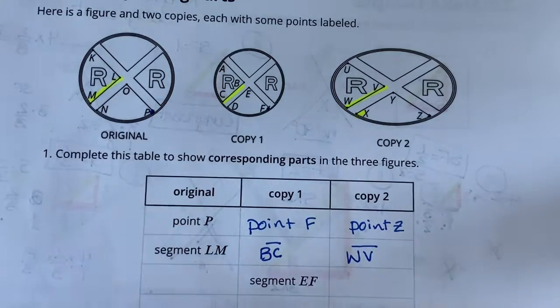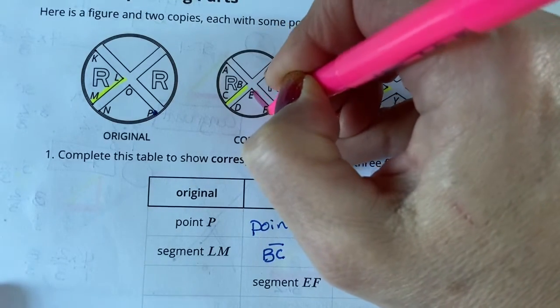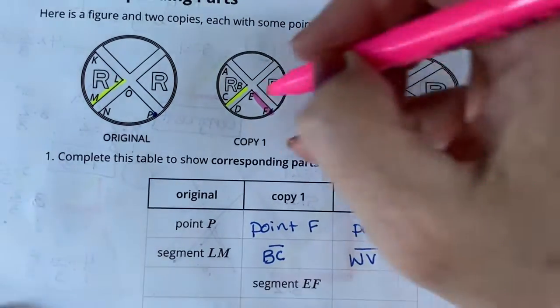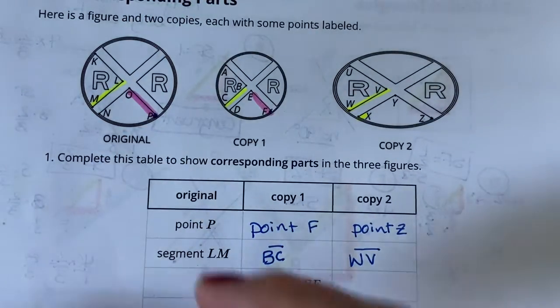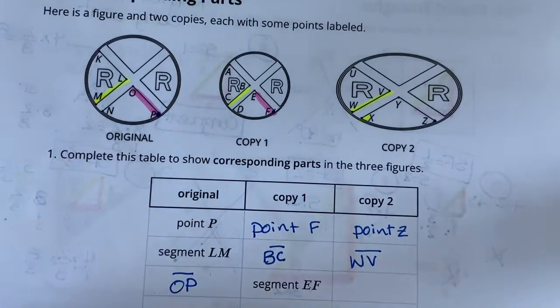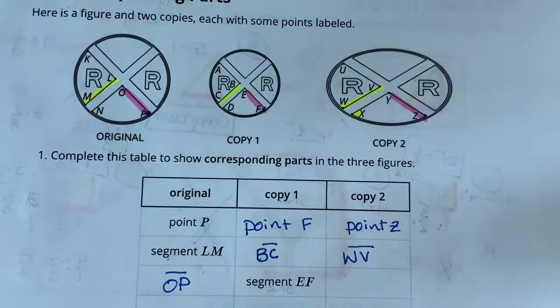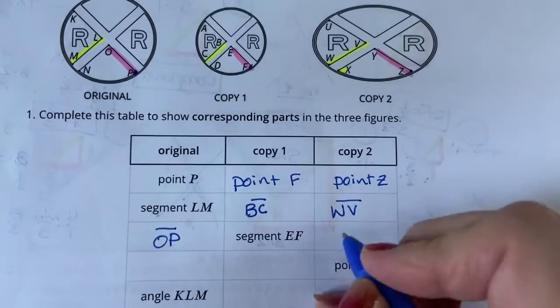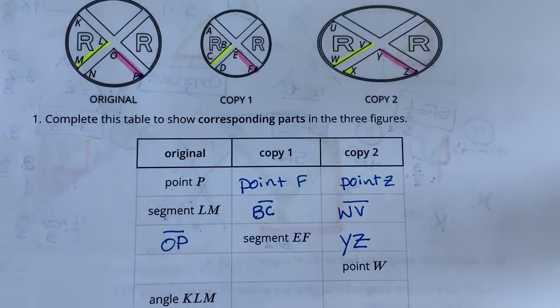All right, so it's saying which one matched up to EF. Okay, so let's highlight EF. Highlighters are the best. Okay, so if I go to my original, it would have to be in the same position. That would have to be OP. I'm just going to write it, line segment OP. And on my other one, it would have to be YZ. Okay, and I can match everything up like that.